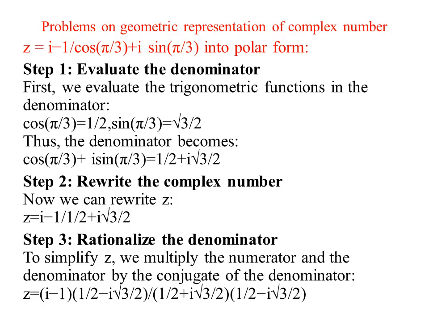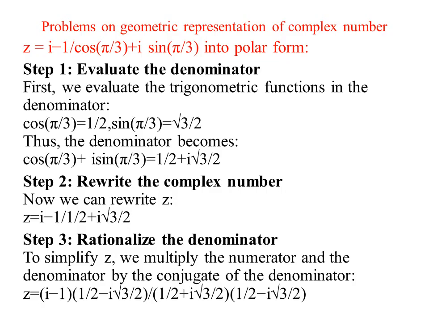Here we first evaluate the trigonometric functions in the denominator, that is cos pi by 3 is equal to 1 by 2 and sin pi by 3 is equal to root 3 by 2. Thus the denominator cos pi by 3 plus i sin pi by 3 becomes 1 by 2 plus i root 3 by 2. After that we can write the complex number as z is equal to (i minus 1) by (1 by 2 plus i root 3 by 2).